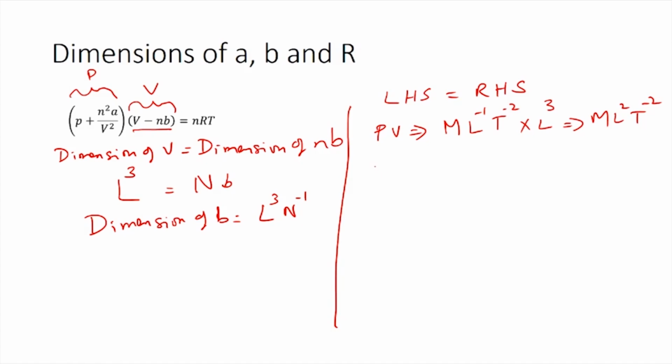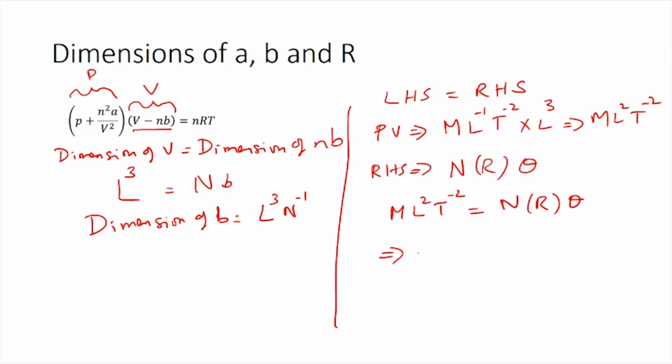So, we know that the right hand side basically has n, which is the amount of substance, and whatever is the dimensions for R, times theta, which is the dimensions for temperature. So, m L square t minus 2 should be equal to n times the dimensions for R times theta. So, this implies that dimensions for R is m L square t minus 2 n minus 1 theta minus 1. Based on this, we have performed dimensional homogeneity calculations to identify the dimensions of constants A, B and R.